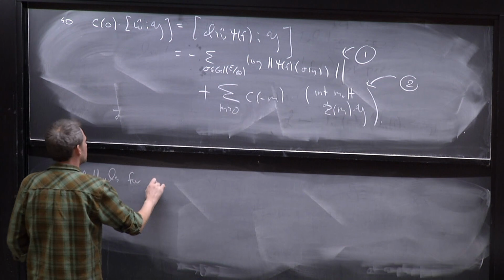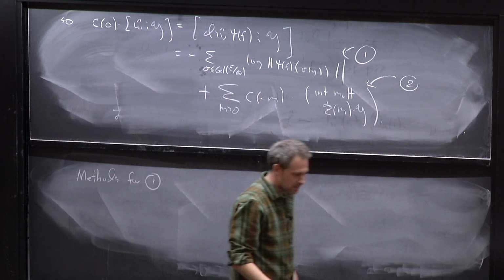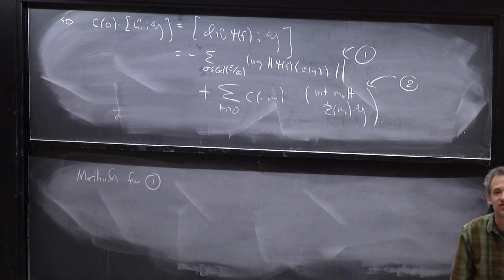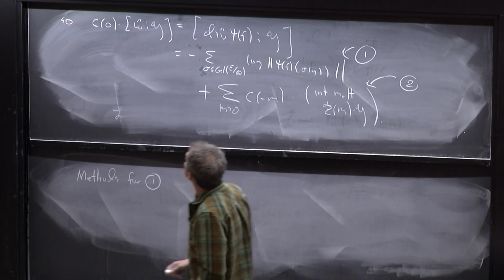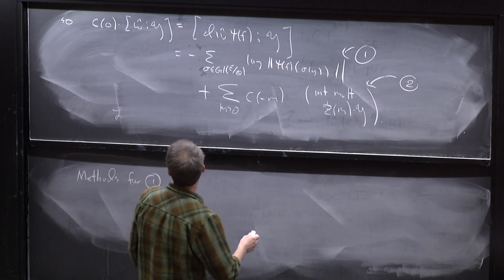Methods for 1. So the first appearance of such a thing was in the Maryland PhD thesis of Jared Schofer. He was a student of Steve Kudla, and he was evaluating Borcherds products at CM points of modular curves in order to give a new proof of the little Gross-Zagier theorem, the one on prime factorizations of J invariants of elliptic curves with complex multiplication.